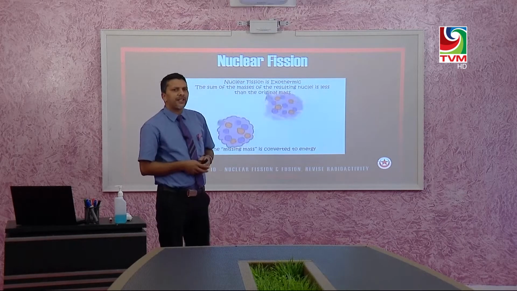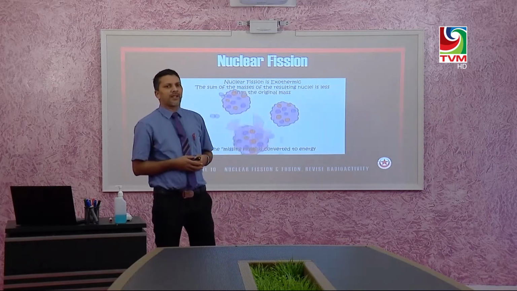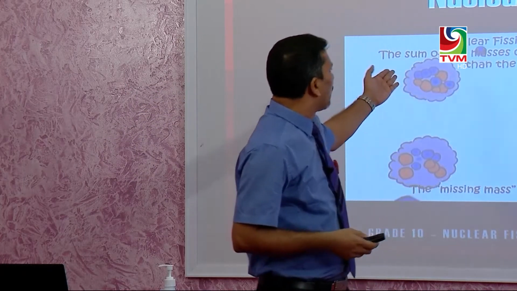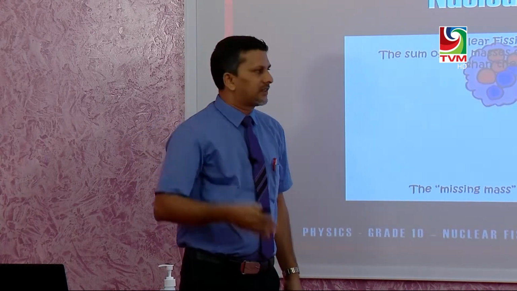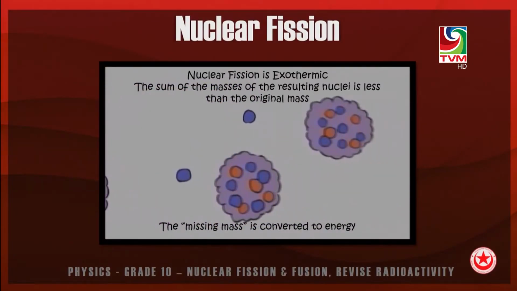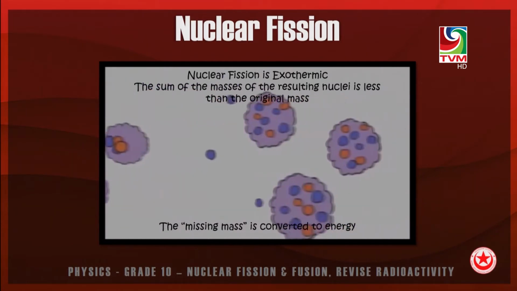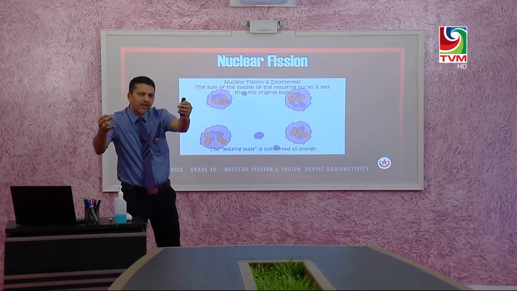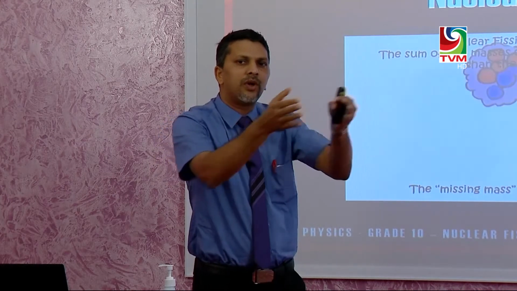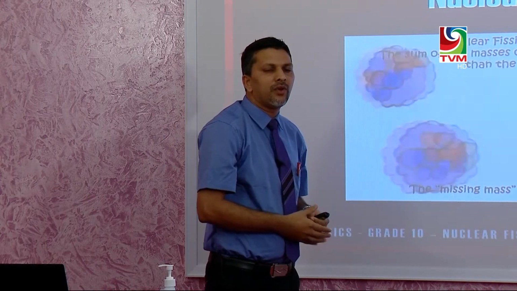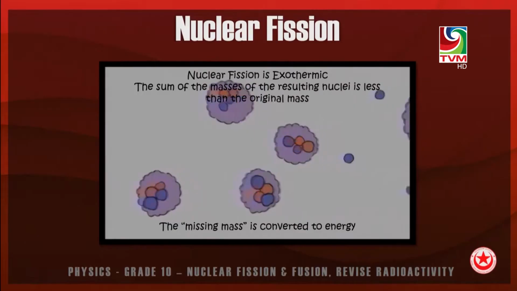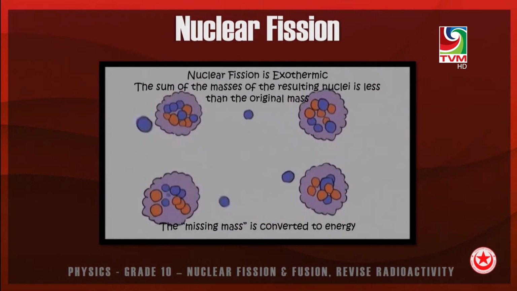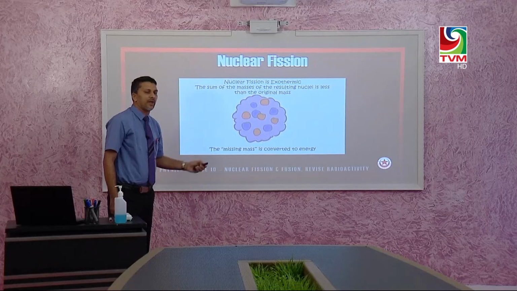Now nuclear fission is an exothermic reaction, and details about exothermic reactions maybe you study in the chemistry topic. So look, we know exothermic means energy releasing reactions. The sum of the masses of the resulting nuclei is less than the original mass. That means a large nucleus breaks into smaller ones, and when we add the mass of these two it will not be equal to the large one. So what happens to that mass? Now look, the missing mass is converted to energy. I already told you a lot of energy is released; the missing mass is converted to this energy.